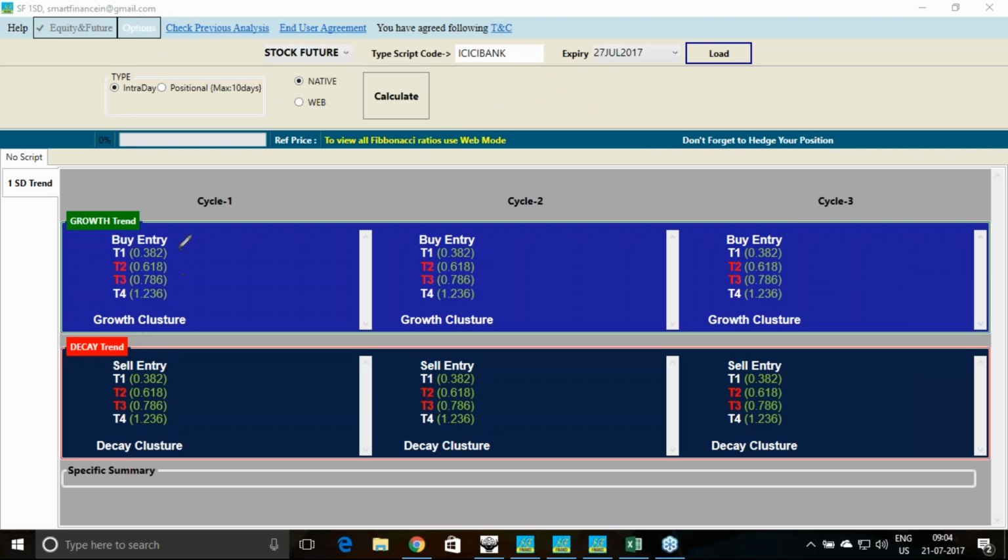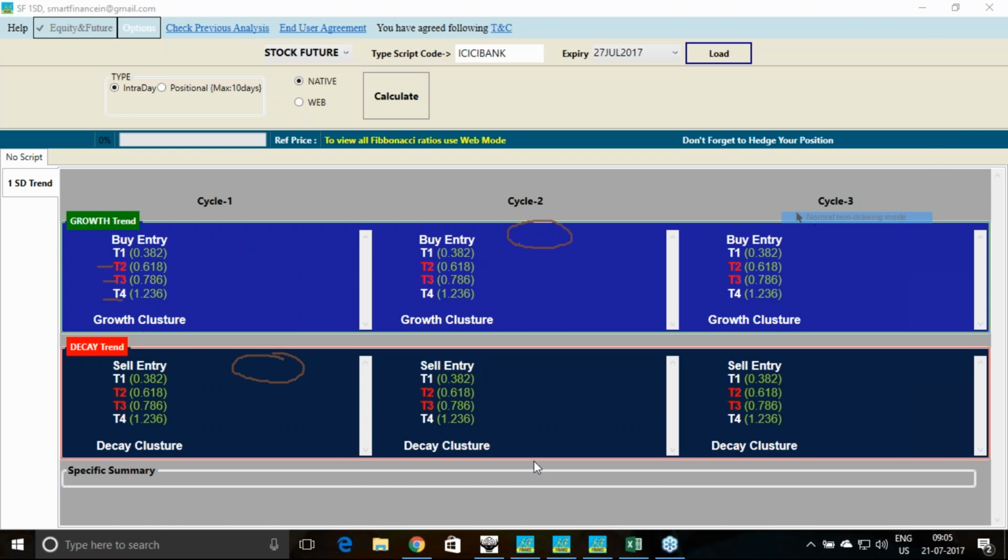Second, while doing the analysis, if you find that your current price is already inside one cycle, specifically that it has crossed the first, second or third target, then do not enter the trade. Wait for the second cycle to come to enter the trade, or wait for the trend reversal to happen. These two things are very important for your swing trading. Many other principles are also there.